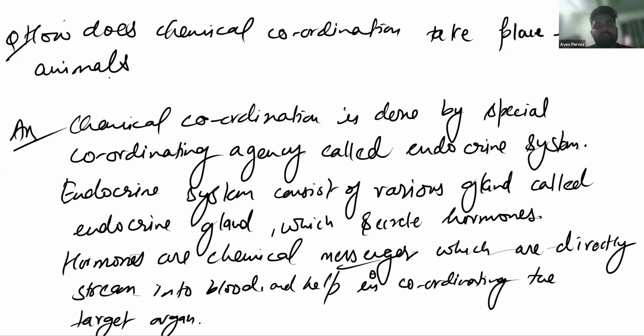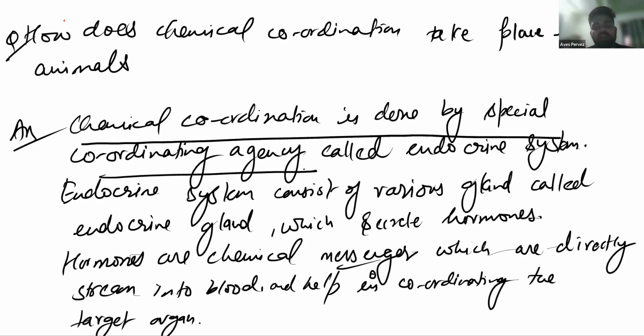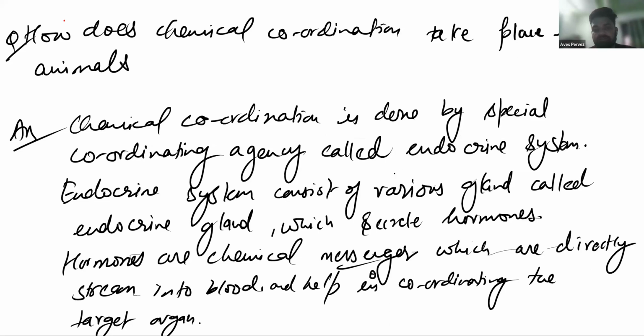Now, how does chemical coordination take place in animals? So note it down: chemical coordination is done by a special coordinating agency called the endocrine system. The endocrine system consists of various glands, and we call them endocrine glands, which secrete hormones. Hormones are the chemical messengers which are directly streamed into the blood and help in coordinating the target organ. Okay, so note it down.